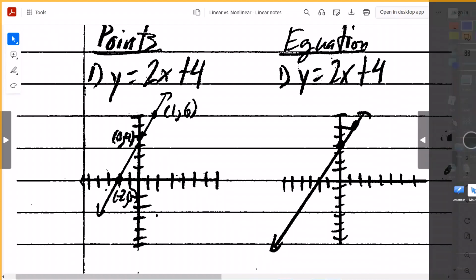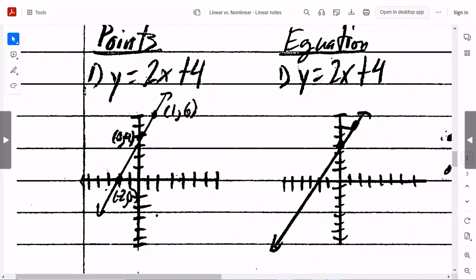Now, something to make note of, okay? Using the points is the easier way, but it takes longer. Okay? It's easier, but it takes longer. All right? Whereas using the equation is pretty fast. All right? Look at your equation. Y equals 2x plus 4.